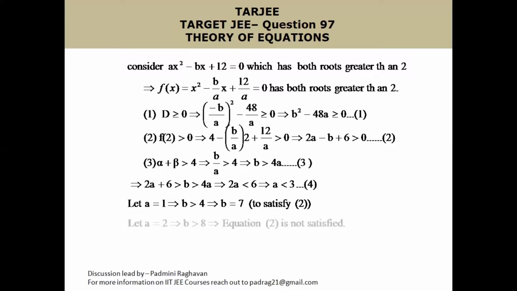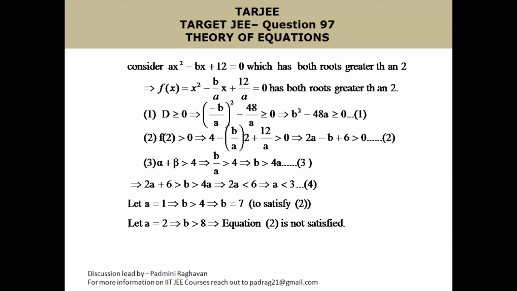Consider the second case, a = 2. Substituting in inequality 3, we get b > 8. But when we substitute a = 2 in condition number 1, we get b² − 96 ≥ 0. So the value for b is only 10. But when we substitute b = 10 and a = 2 in condition number 2, we get the left hand side to be 0. 0 > 0 is not possible. Therefore, b = 10 is also not acceptable.